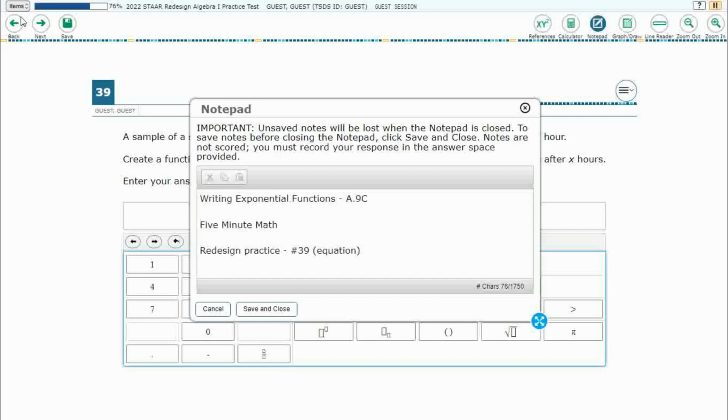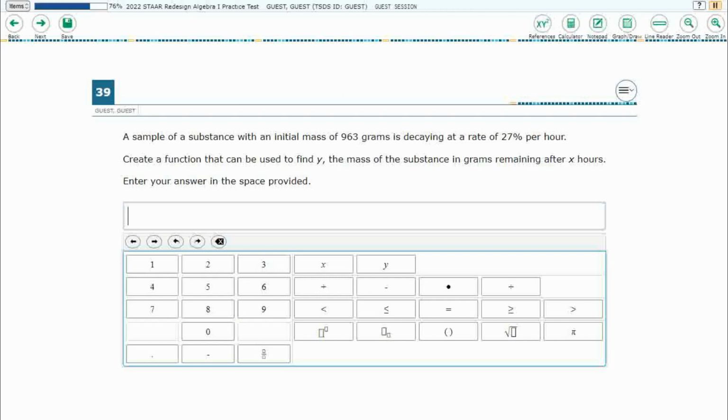Today we are looking at the Algebra 1 concept of writing exponential functions. This is standard A.9C in the great state of Texas, and we are using item number 39, which is a new item type called equation, off the Redesign Practice Online STAAR test.